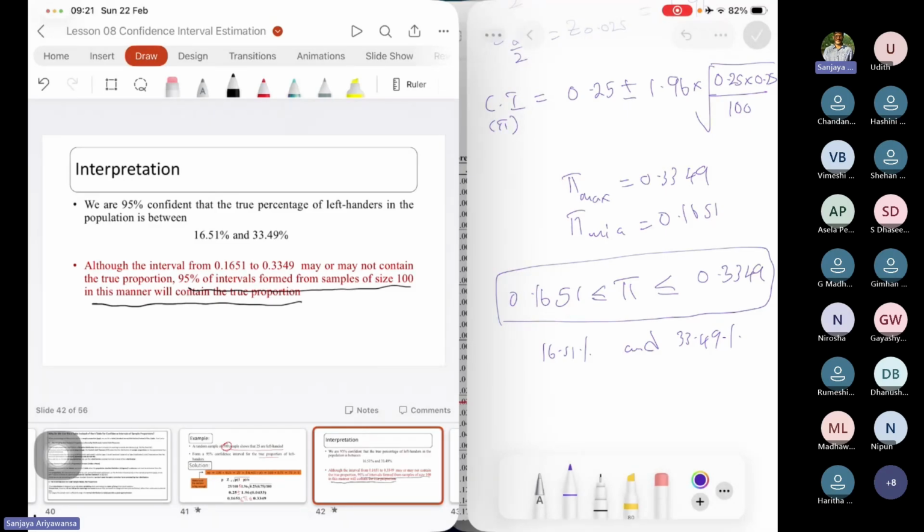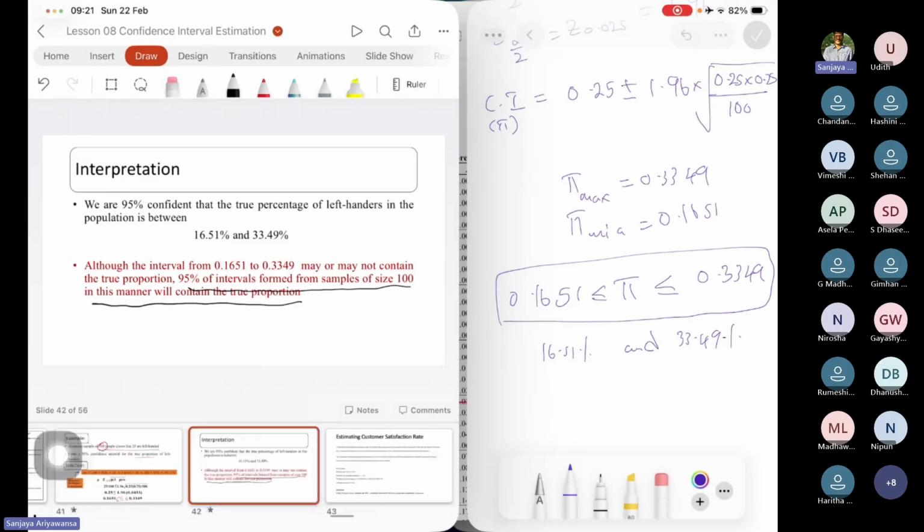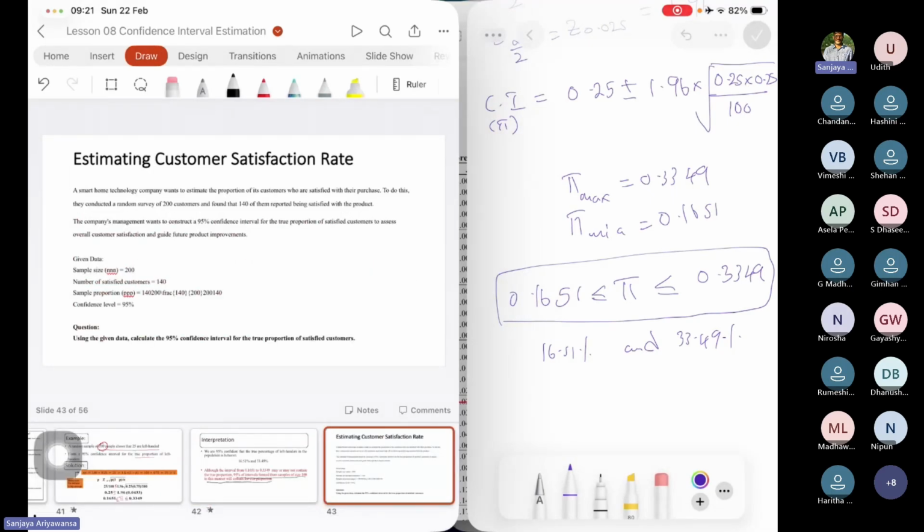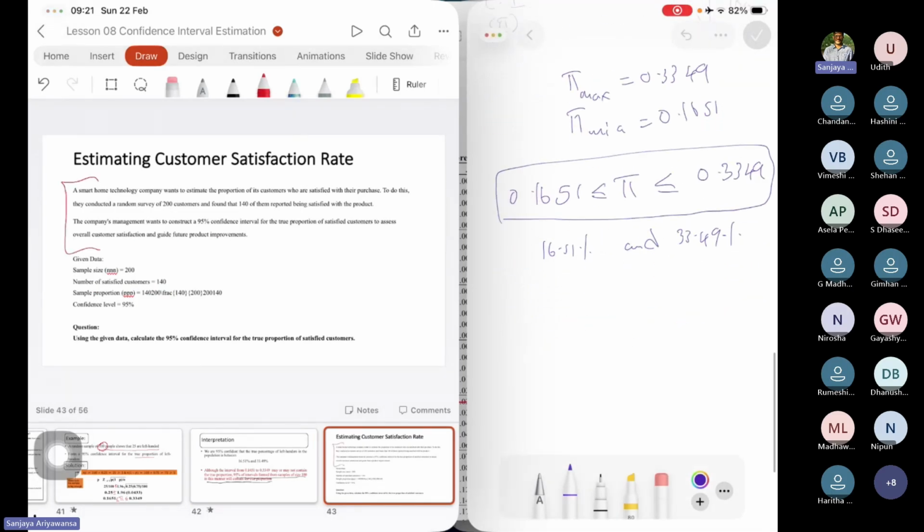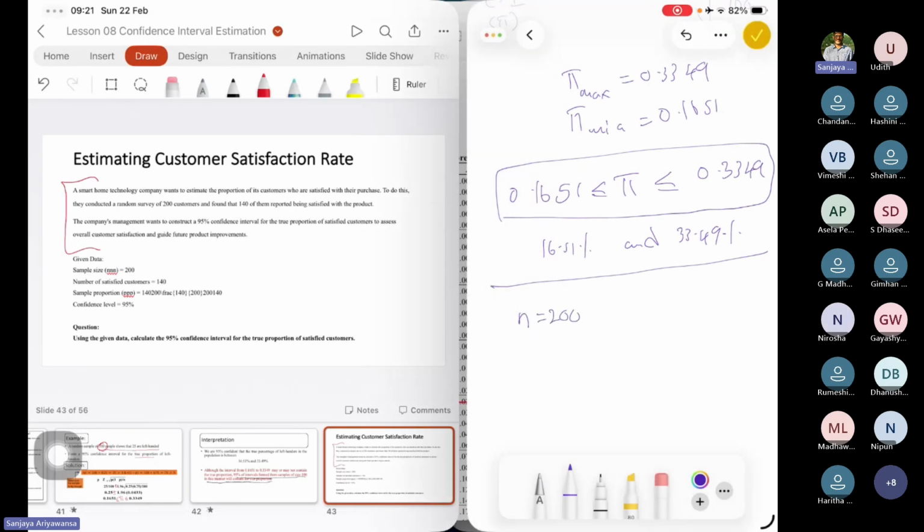I've given another example over here. So if we take a look at this example, what are they saying? They're saying a smart home technology company wants to estimate the proportion of its customers who are satisfied with their purchase. To do this, they conducted a random survey of 200 customers. Okay, n is 200, and found that 140 of them reported being satisfied with the product. So I'll say sample proportion P is defined as the people who are satisfied out of the people surveyed, 140 over 200.